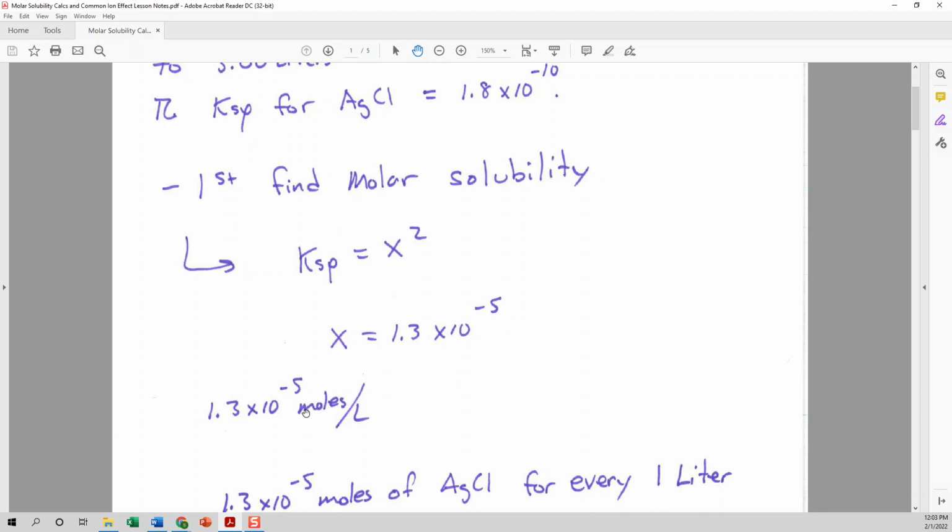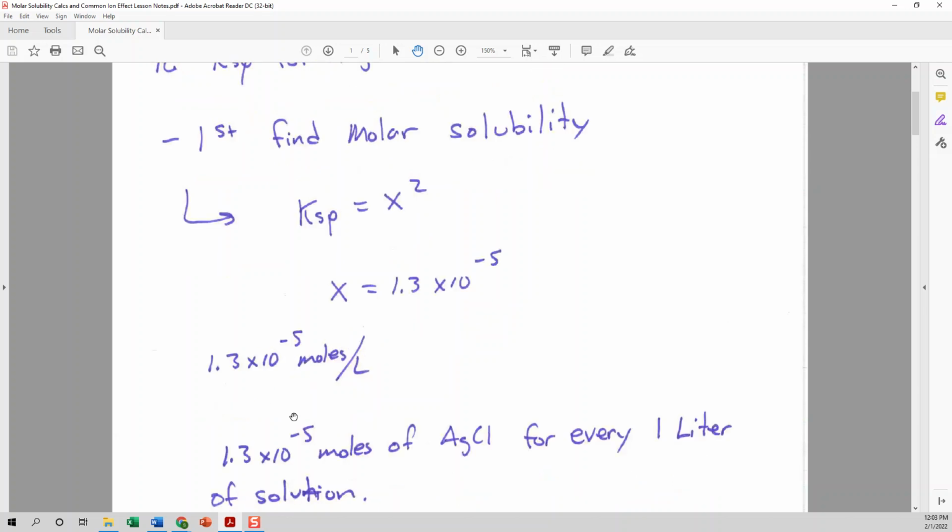Now, what does that represent? How many moles of silver chloride for every 1 liter? So we can use this as a conversion factor. Think dimensional analysis. This many moles of AgCl for every 1 liter, or we could flip that and say 1 liter of solution for every 1.3 times 10 to the negative 5 moles.